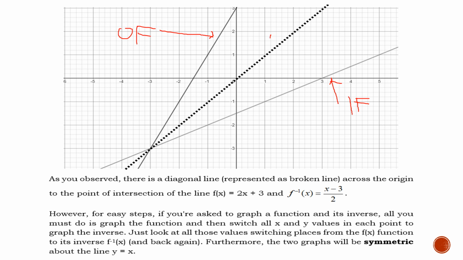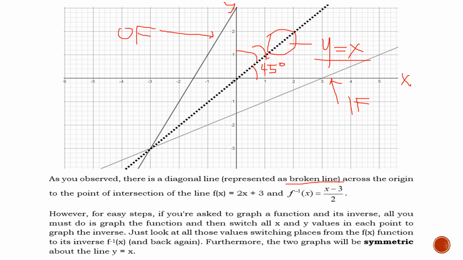Now, this hidden line here, that will be your y is equal to x. So if that is your equation that will represent this hidden line, meaning to say that this hidden line will make 45 degrees from your x-axis here. It's the same thing with your y-axis here. So there is a 45 degrees also in between your y-axis and this hidden line. So as you observe, there is a diagonal line represented as broken line.